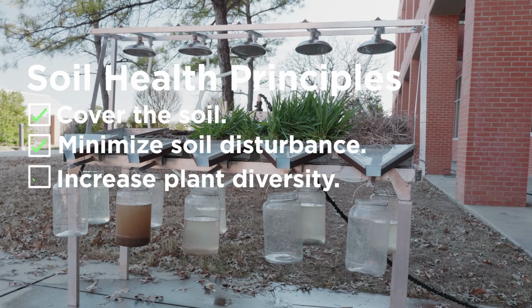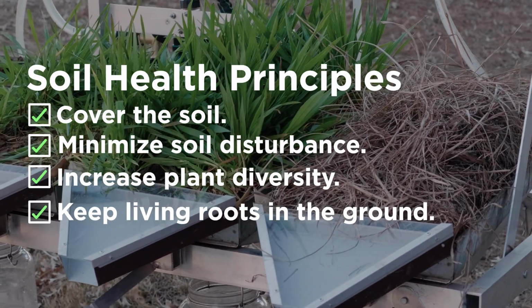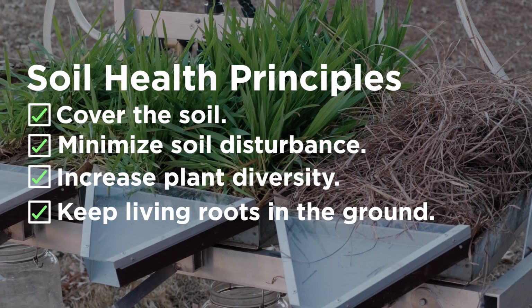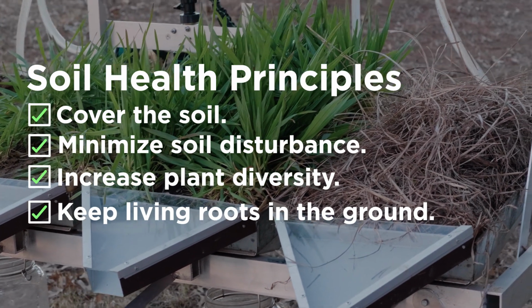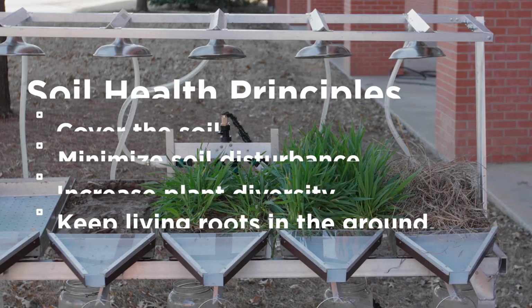We've increased plant diversity. Obviously, a native pasture has a diversity of plants. While we're only growing wheat at this time, it's had a great diversity of cover crops grown on it. And we've kept living roots in the ground. Obviously, our native grass will have warm and cool season plants in it, so there's always actively growing roots. And in our cropland field, we've kept warm season and cool season crops on it to keep actively growing roots in the ground all year long.